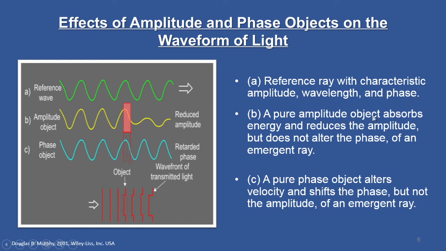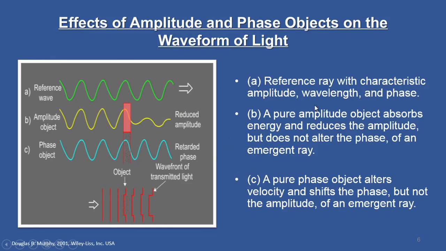A pure amplitude object absorbs energy and reduces the amplitude, but does not alter the phase of an emergent ray, that is B. A pure phase object alters the velocity and shifts the phase, but not the amplitude of an emergent ray. So, this understanding is very important in order to get the concept which we are going to see in the phase contrast microscopy.